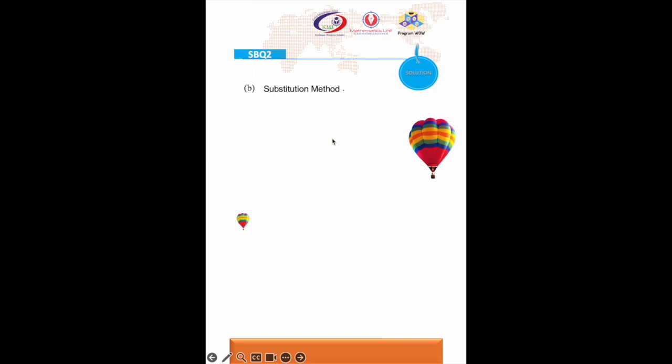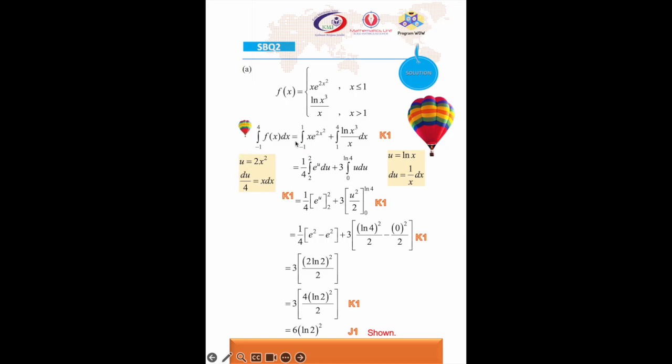And then once you have integrated your answer, plus c, don't forget your c because you don't have any limit or any bound here. Okay, plus c, then you'll get 1 mark, and then your final answer as this, exactly this, you're going to get 1 mark as J1. You also have to show this part. Every time you do let u, you're going to have to show the let u.